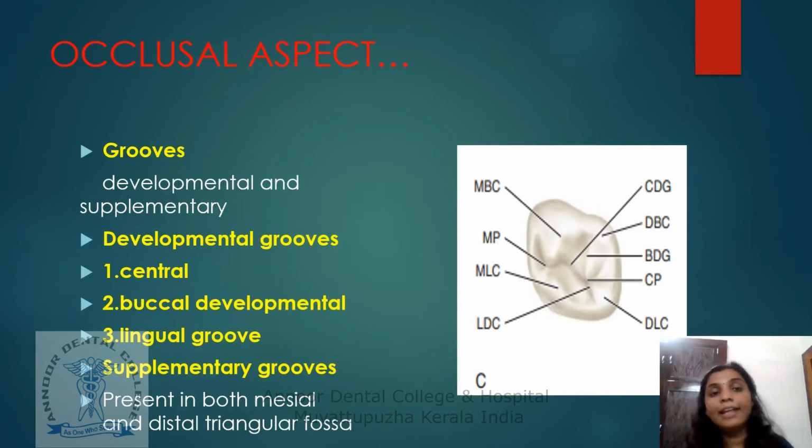Occlusally, again there are developmental and supplementary grooves. Under developmental grooves, there are the central developmental groove, the buccal developmental groove extending onto the buccal surface, the lingual groove extending onto the lingual surface, and supplementary grooves extending from both mesial and distal triangular fossa. With these features, we have completed the morphology of the permanent mandibular first molar.